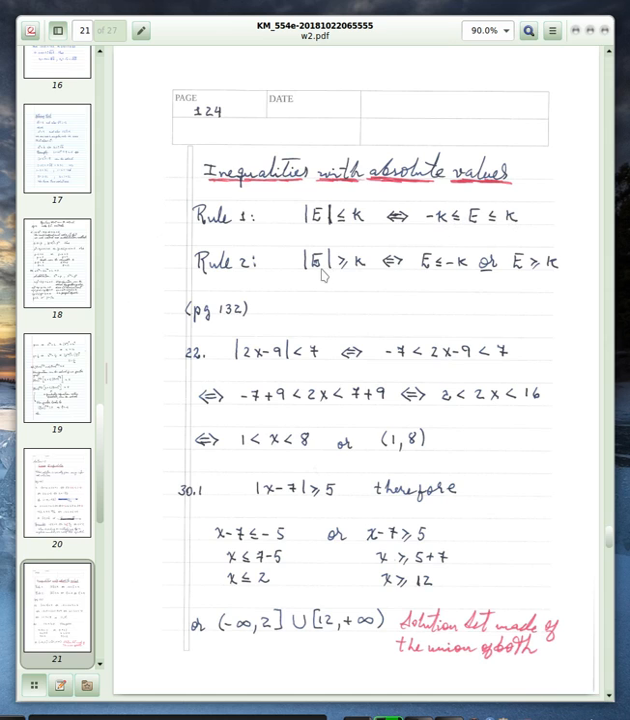If the expression within absolute value is greater than or equal to a number, then according to this rule, you must solve two separate inequalities, this or that.